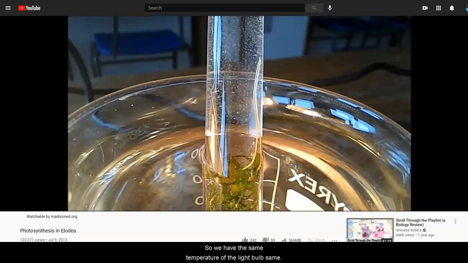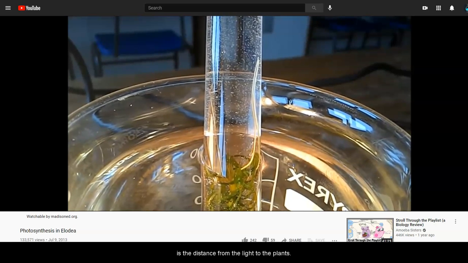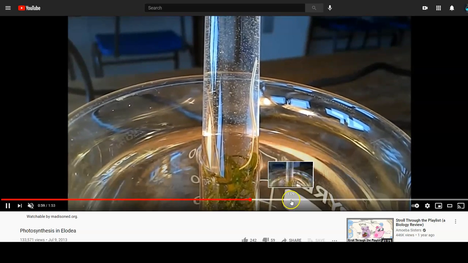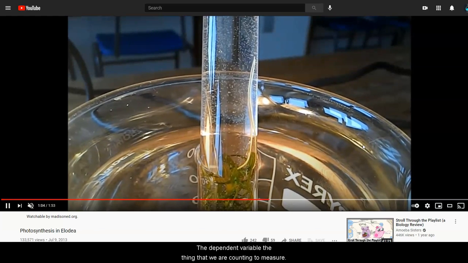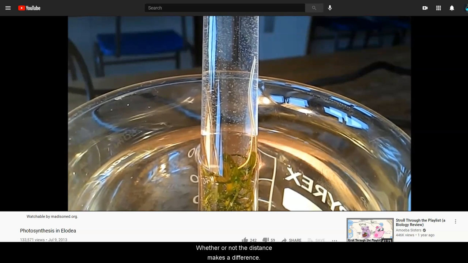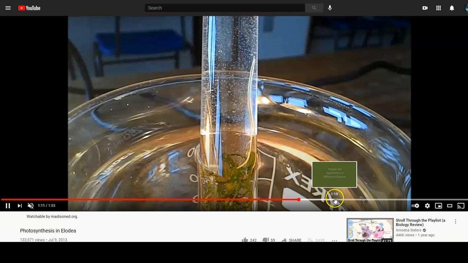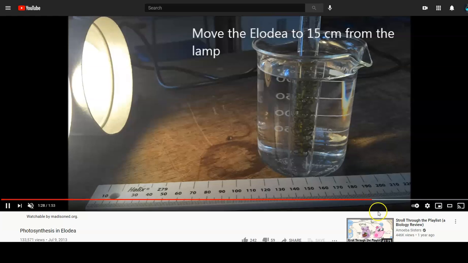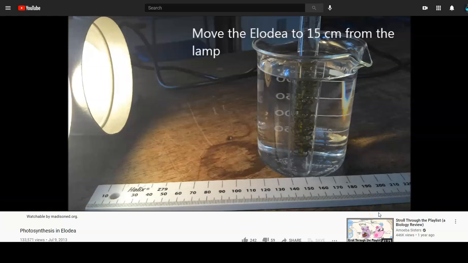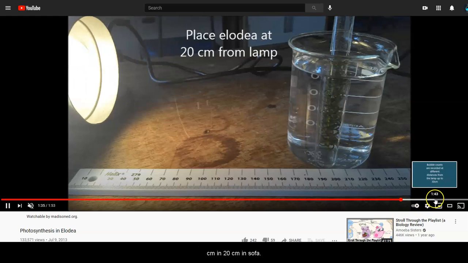So we have the same temperature of the light bulb, same type of light, same Elodea. The only thing that we're changing is the distance from the light to the plant. The dependent variable, the thing that we are counting to measure whether or not the distance makes a difference, is the number of bubbles. And now in the experiment, we've moved from 10 to 15 centimeters, then 20 centimeters, and so forth.